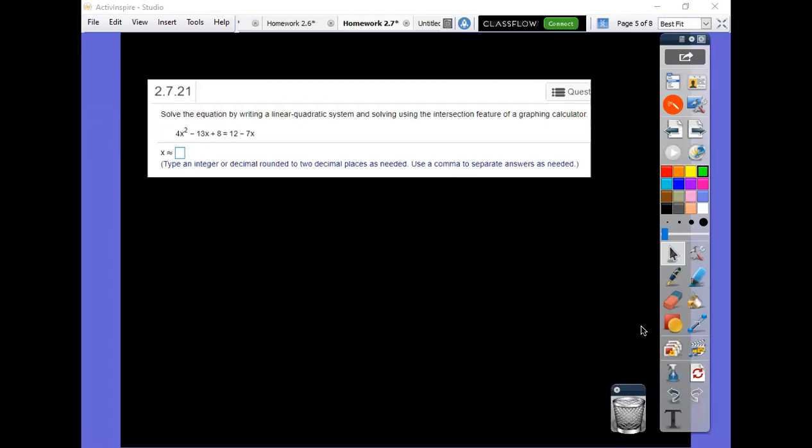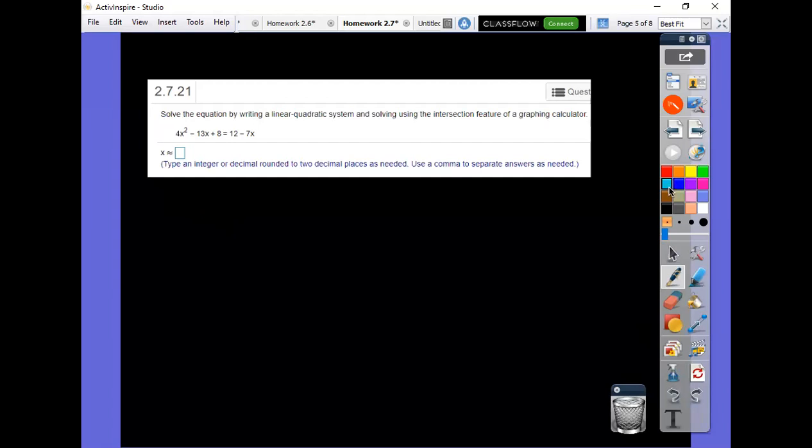All right, this time we've got a system of equations problem, or at least according to the directions, that's how they want us to solve it. If you're going to solve this using a linear and a quadratic system, what that means is they want you to graph the two sides of the equation separately and then look for where they intersect.